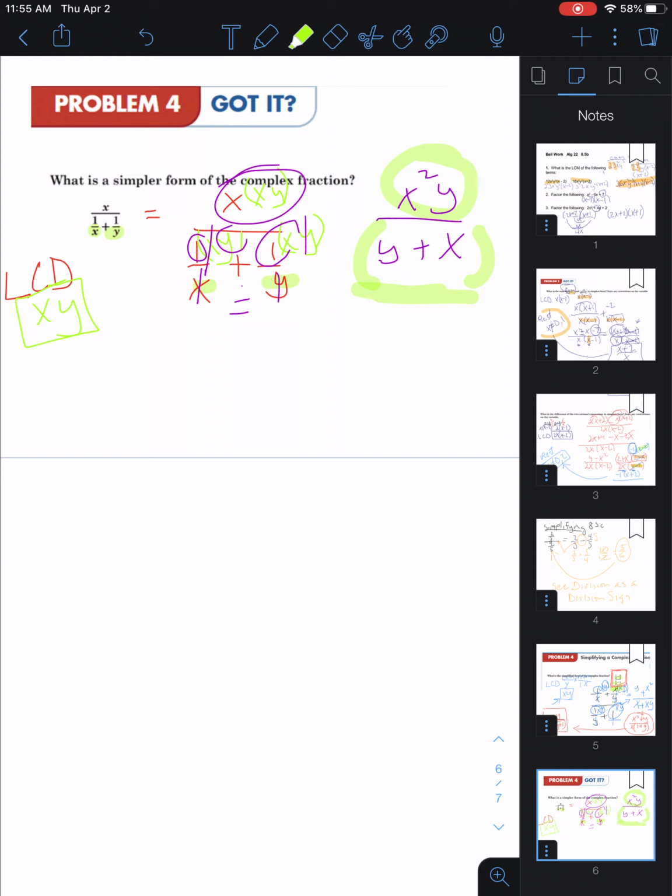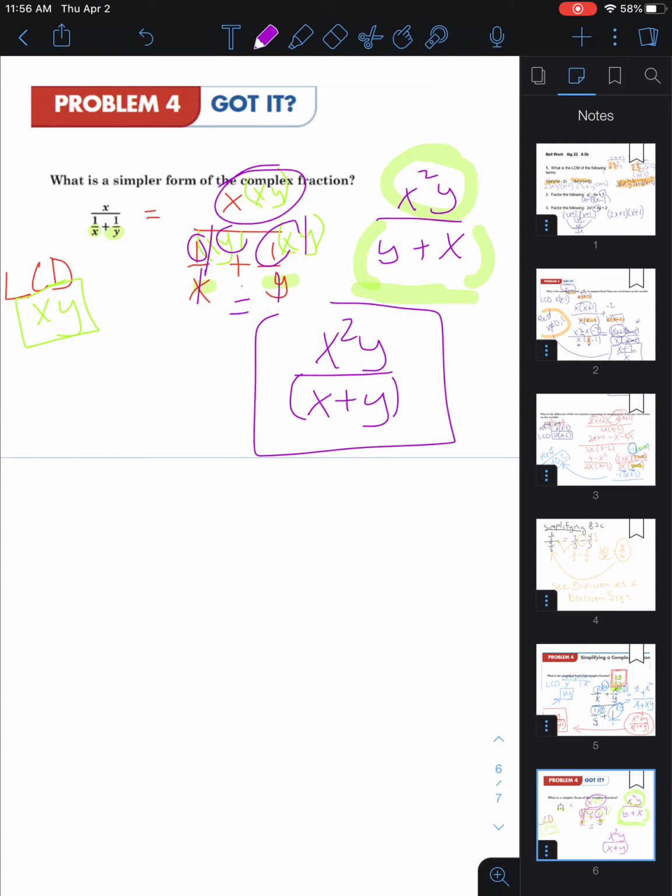So my simplified form is going to be x squared y over, and I'll put x plus y. I'll put it in that form so the x's are out front. And don't forget, that is a binomial. If you want to leave it in parentheses, that may keep you from trying to break it up. There is my simplified form. That is a simpler form, okay?